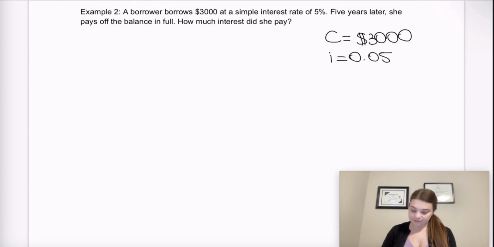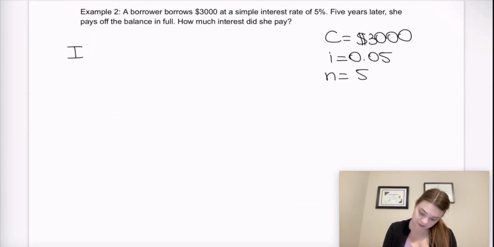Now, I will say that it doesn't actually tell us if it's annually or monthly or whatever the case. Generally, if they don't tell us, we can assume that that means it's annually. Otherwise, they really should specify. Then 5 years later, she pays off the balance in full. So the number of periods in this case would be 5 years. How much interest did she pay?